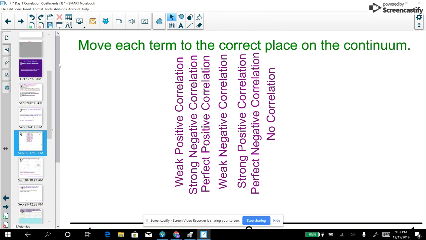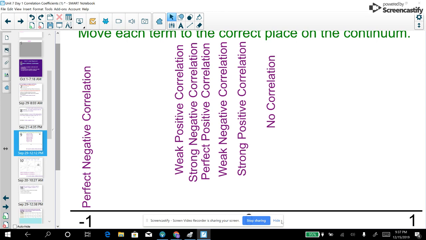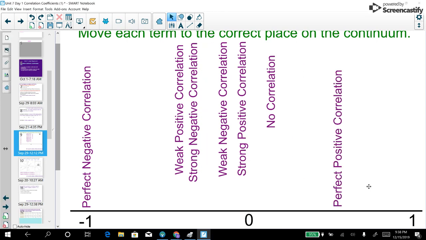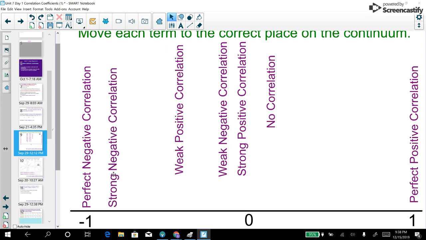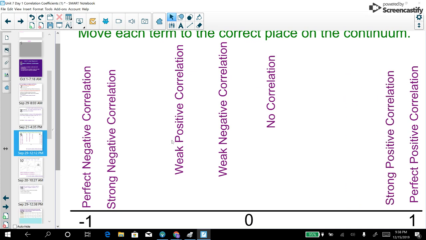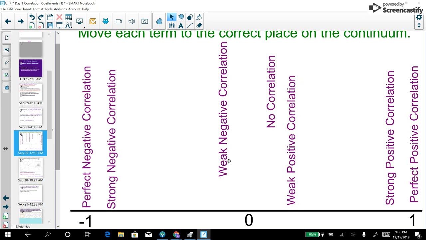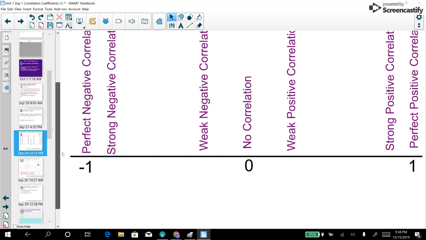So we are going to move each term to the correct place on our continuum here. I've got perfect negative correlation. That's going to be at -1. I've got perfect positive correlation. That's going to be at +1. Strong negative is going to be close over here. Strong positive is going to be close over here. Weak positive, somewhere in this area. Weak negative, somewhere over here. And no correlation is going to be at 0. So again, the closer it is to 1, the closer it is to -1, the stronger your correlation is going to be.